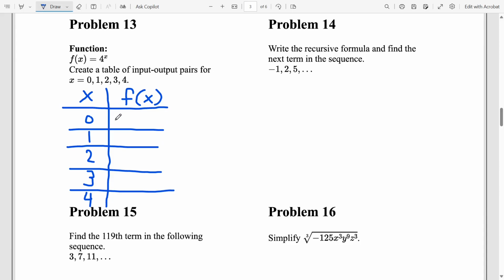So 4 to the 0 power is going to be, well, any non-zero base to the 0 power is 1. And then when we do x equals 1, so that's 4 to the first power, which is 4. Then we do 2, which is 4 to the second power, 4 times 4, which is 16. Then we do 3. 4 to the third power is 64. So 4 times 4 times 4.